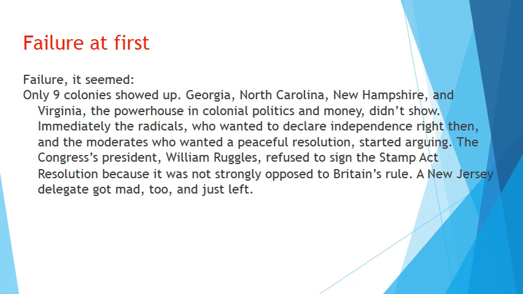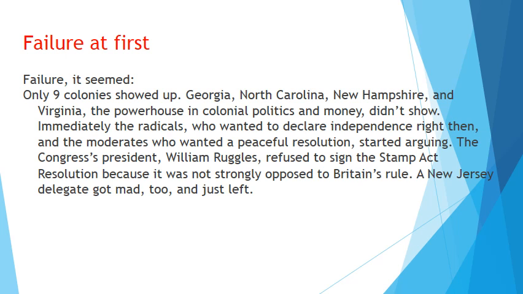Just like the Albany Plan of Union, it seemed like a failure at first. And the reason for that is only 9 colonies showed up. Only Georgia, North Carolina, New Hampshire, and Virginia didn't show up. And the problem with that is that Virginia was the powerhouse in colonial politics and money. And those 4 colonies did not send representatives. So it wasn't actually a complete intercolonial meeting, but it was still 9 colonies.